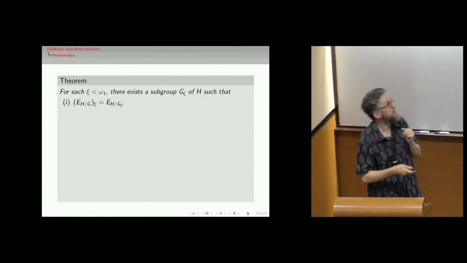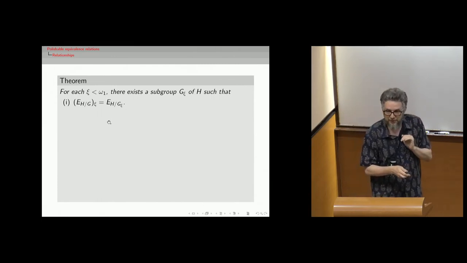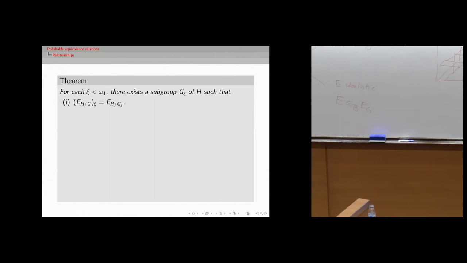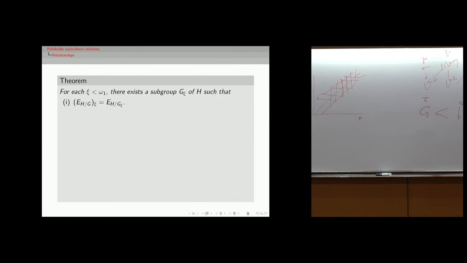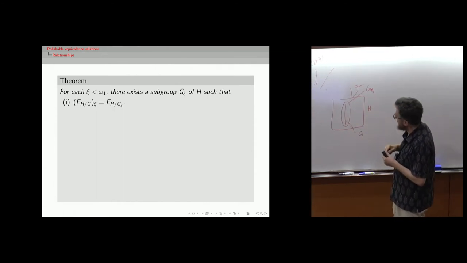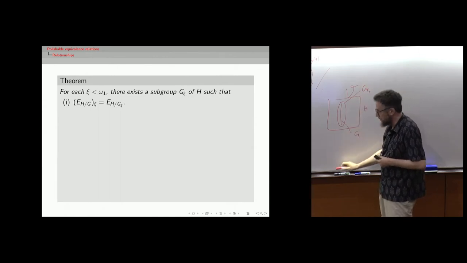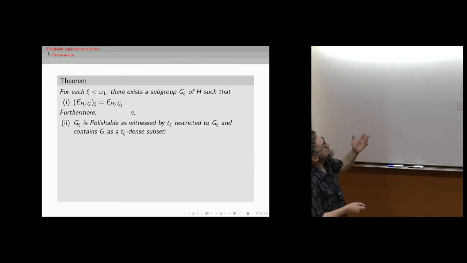But it turns out it's not just an equivalence relation. It turns out there is a subgroup of H, G Xi, such that this approximation is the coset equivalence relation of the subgroup. So I imagine this, there is this H here, and inside there is G. I have a G Xi sandwiched between G and H, such that the Xi approximation to the equivalence relation is actually the coset equivalence relation of G Xi. So actually, one recovers a group G Xi like that. And then it turns out this is a polishable group. G Xi, with this topology tau Xi, is polishable in the sense of Kechris-Louveau. G, the initial group, is dense in it.